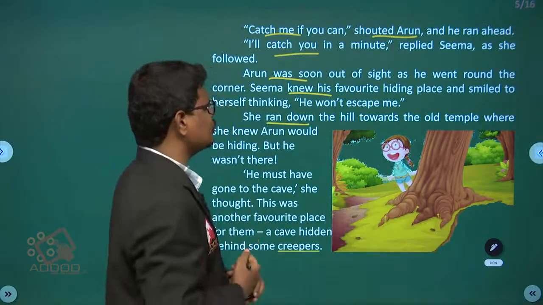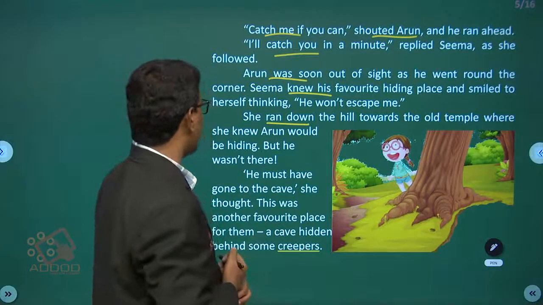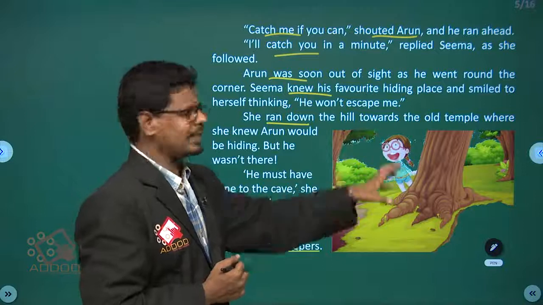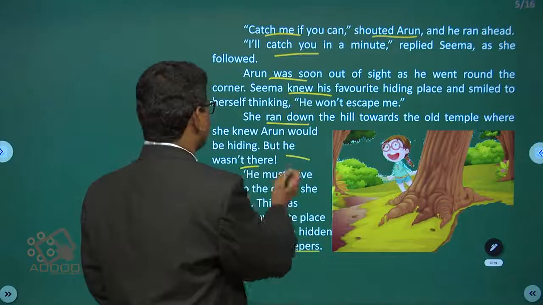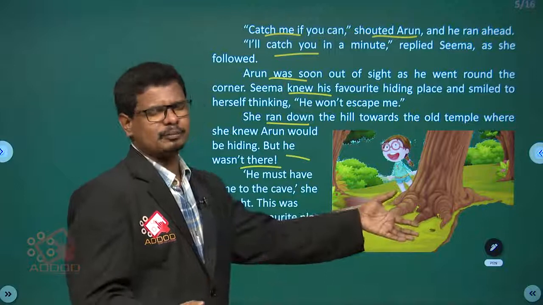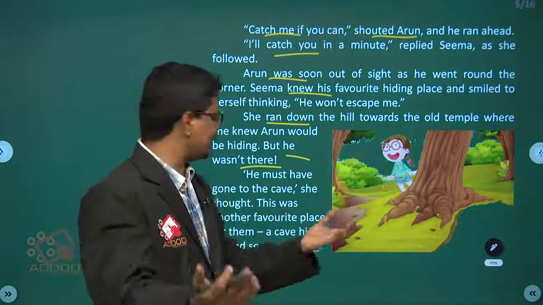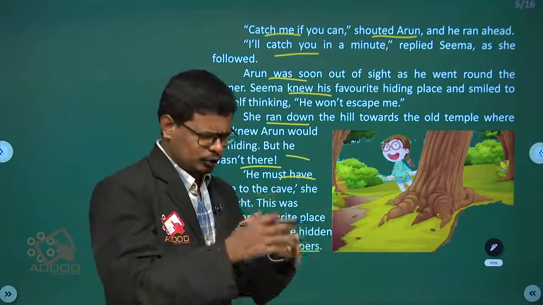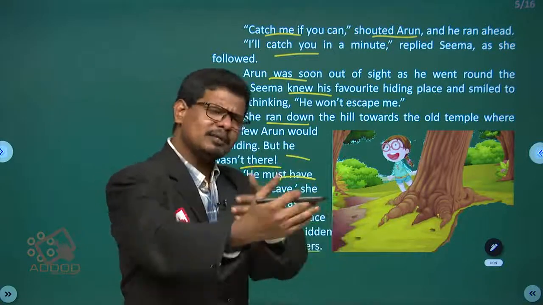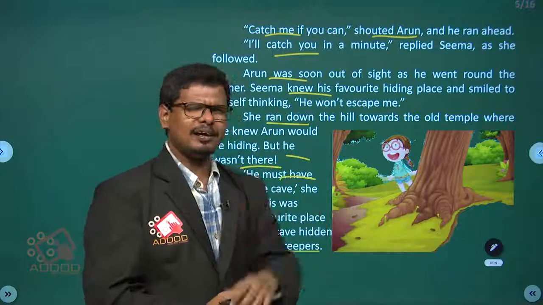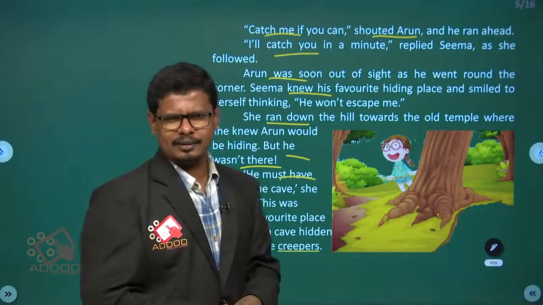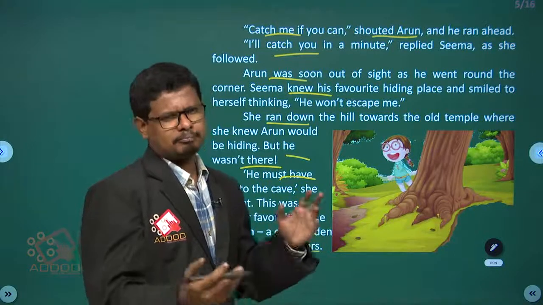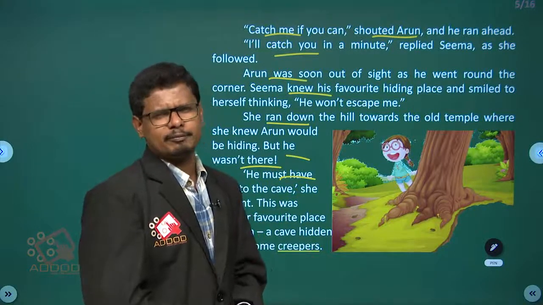She ran down the hill towards the old temple where she knew Arun would be hiding. She went to the place where Arun liked to hide, but he wasn't there. He was nowhere to be seen. He must have gone to the cave, maybe some other place. He wanted to play a trick on his sister, right? Every time hiding in the same place would make Seema find him very soon.